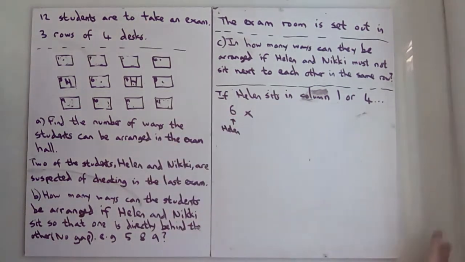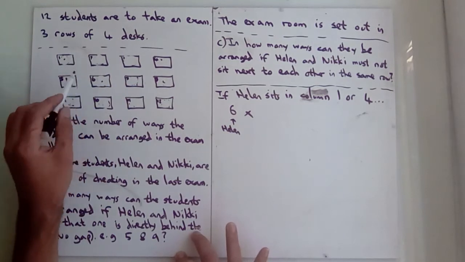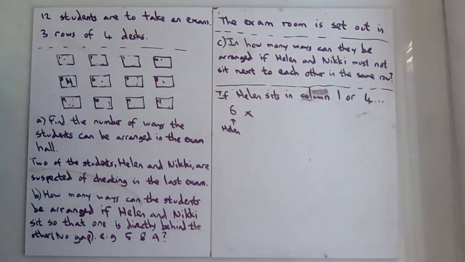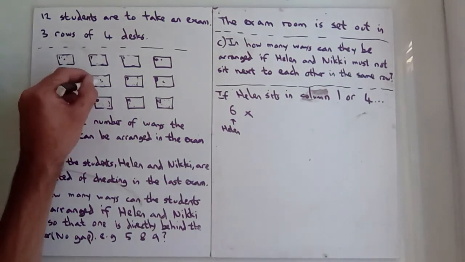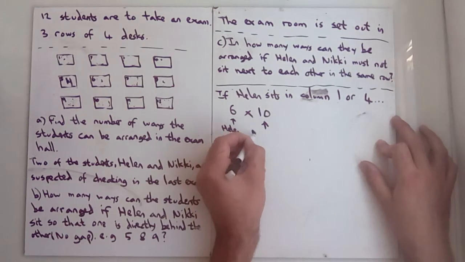Once Helen's taken her spot, so remember she's not there, you think, where can Nikki sit? Well, there's 12 seats total. Helen's already sat in one of them, so she definitely can't sit in that. So that would be 11, but she also can't sit here. So that would leave her 10 options, 10 for Nikki.